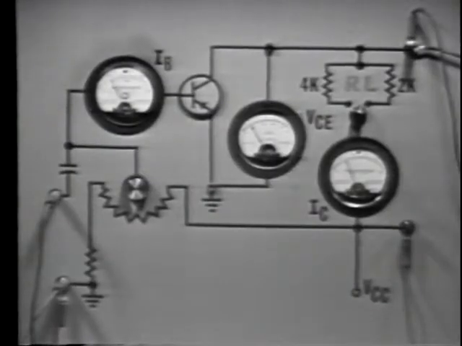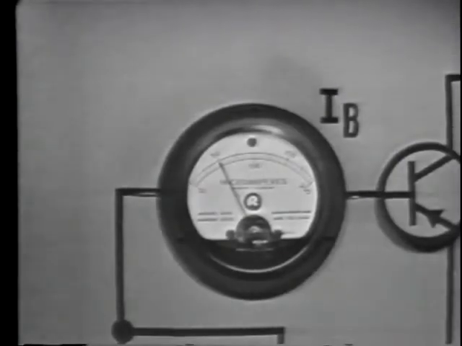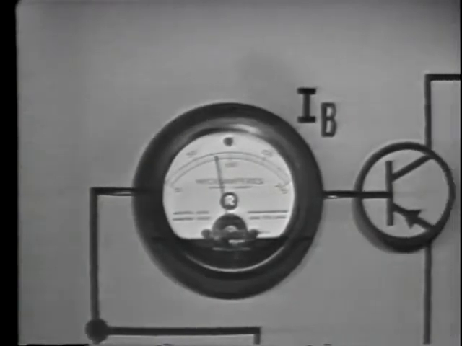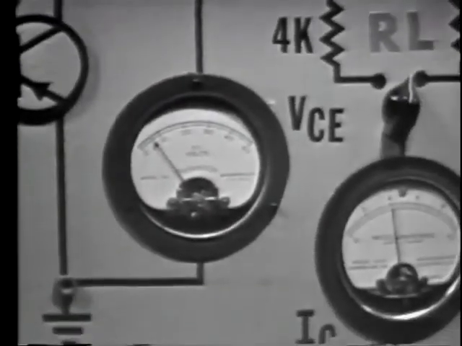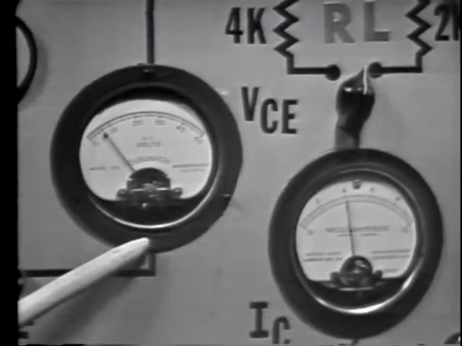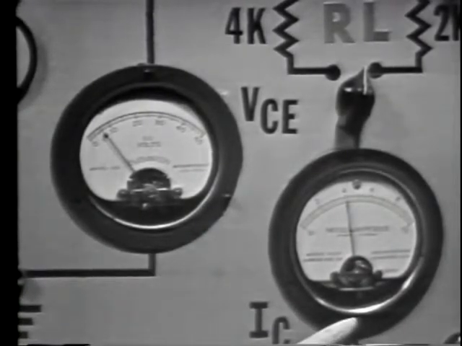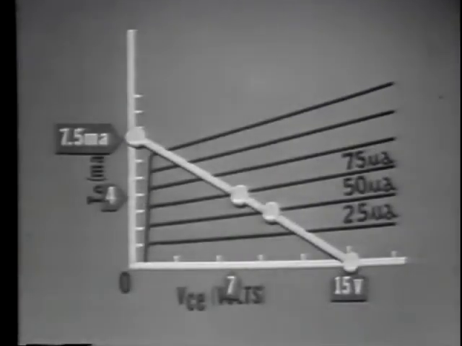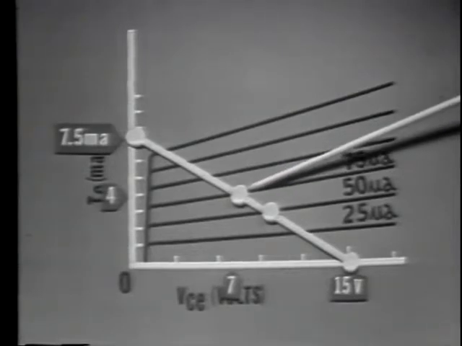As the input is applied and base current changes, let's observe what happens to collector current and collector to emitter voltage. As base current increases from 50 microamps to 75 microamps, collector to emitter voltage decreases to 7 volts, and collector current increases to 4 milliamps. On the load line, that is right here where the 75 microamp base current line intersects the load line.